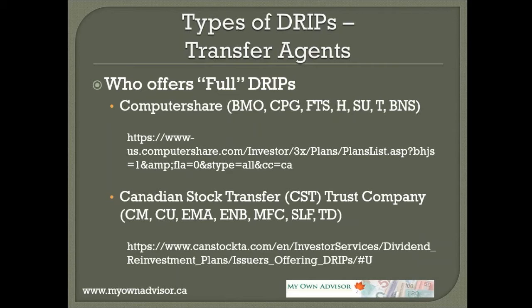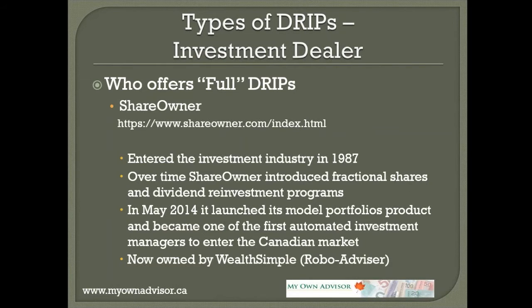Second one, there's Canadian Stock Transfer Agency. It used to be called CIBC Mellon when I was working with them and setting up my DRIPs, but they have since changed names and rebranded. And again, you've got some stocks there that you can run through CST. In order, you've got CIBC, Canadian Utilities, Emera, Enbridge is the ENB, Manulife, Sun Life, and then TD Bank. And again, there's a hyperlink there for you to check out those reinvestment plans. Okay, so you've got the transfer agents. That's one way of working through the DRIP process.